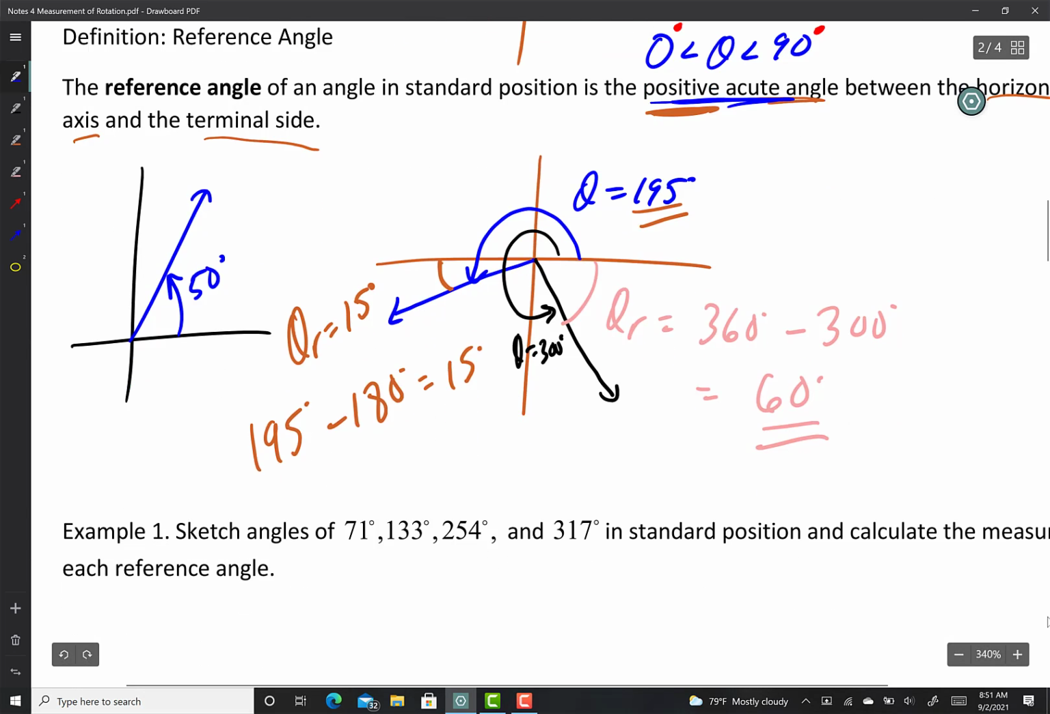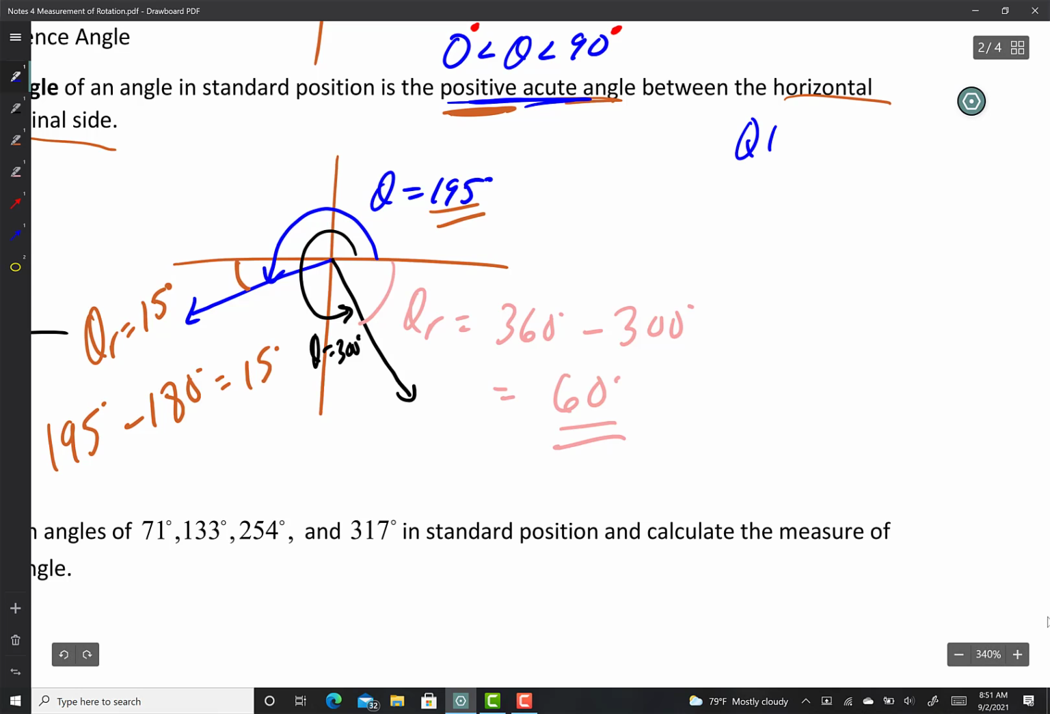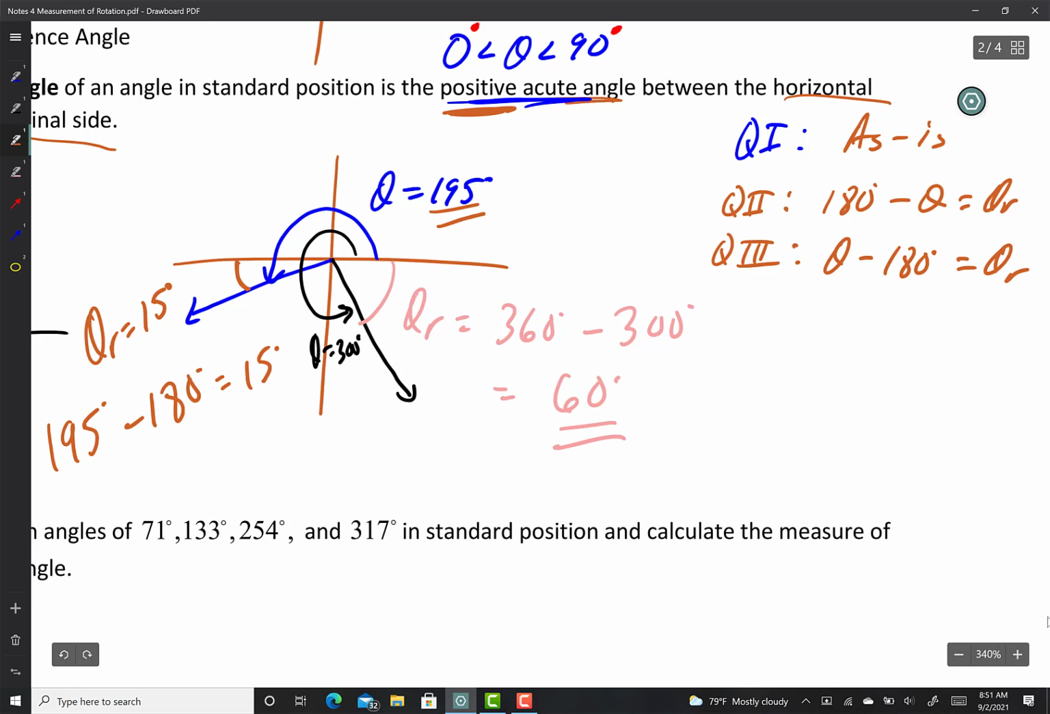Yeah, I'll put the formulas here. If you're in quadrant 1, as is, especially if they give it to you. If you're in quadrant 2, you're going to do 180 degrees minus your angle to get theta r. If you're in quadrant 3, always use Roman numerals for the quadrants, then you're going to do theta minus 180. And if you're in quadrant 4, you're going to go 360 minus your angle to get your reference. That's if it's positive. If it's negative, you use the same logic.